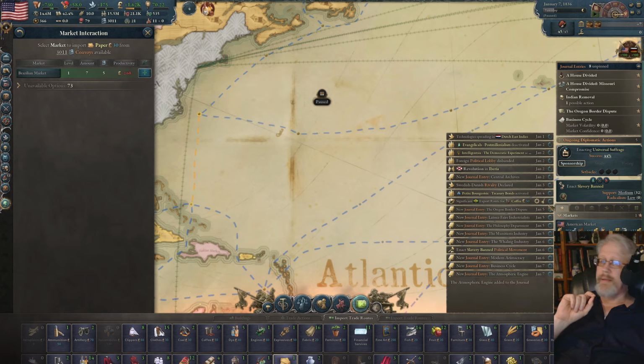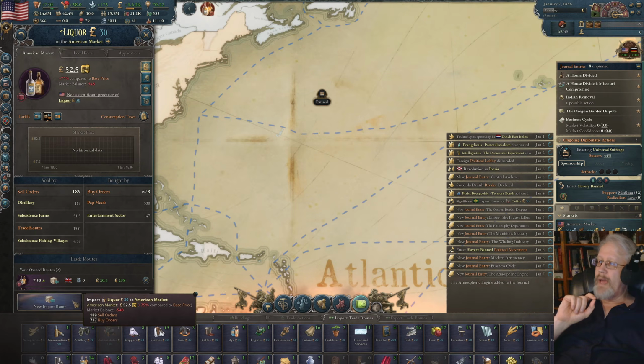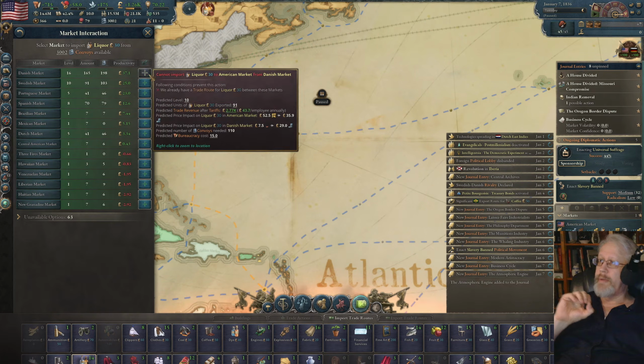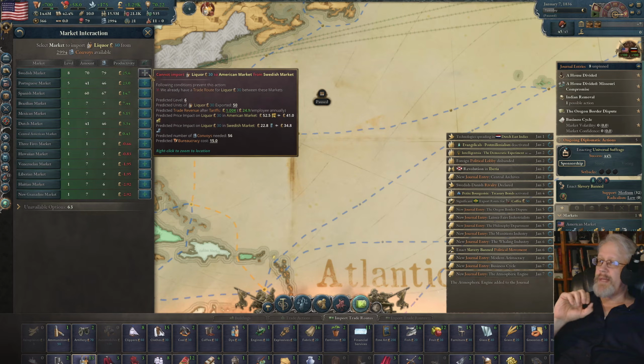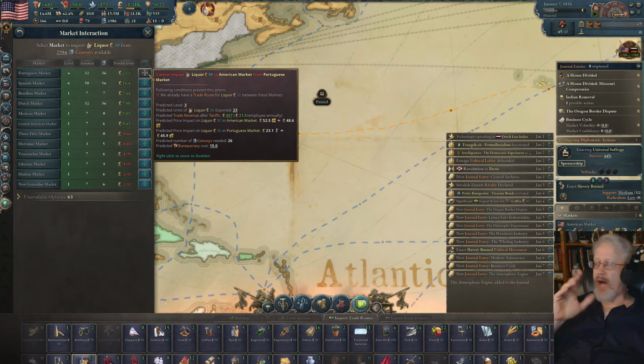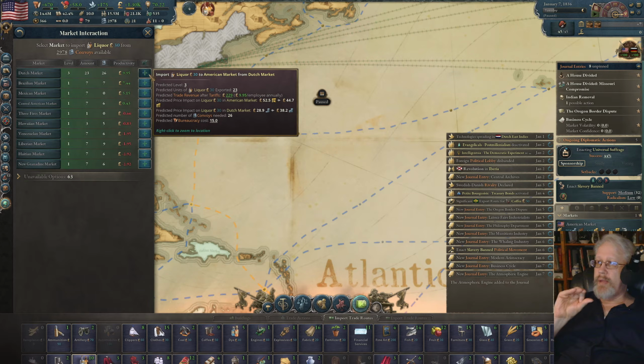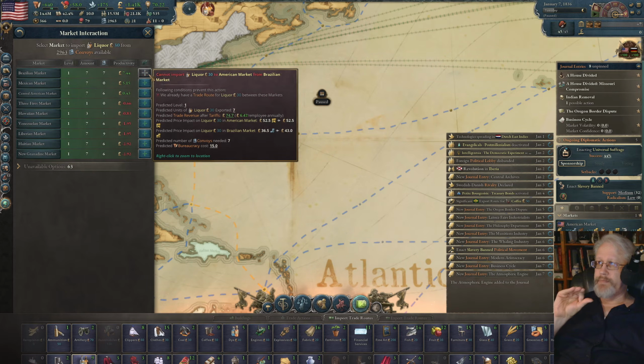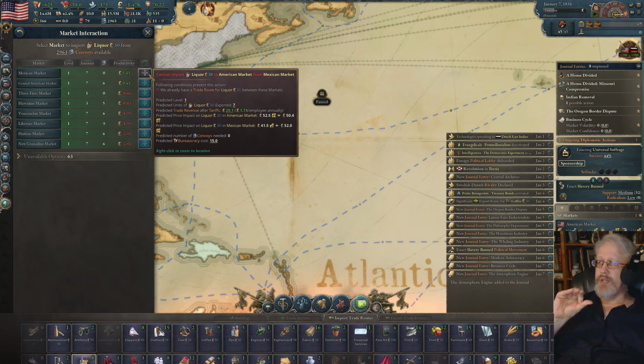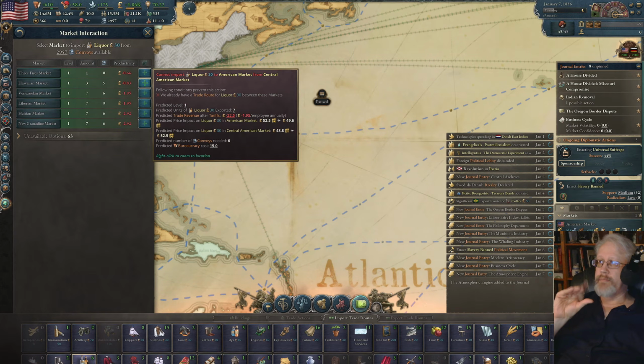Oops, darn it. I didn't want to get the Spanish, but there they are. And I'll come back and pick up some more liquor here. Let's get it from the Danes, the Swedes. We'll just pick it off of them, just so we can get rid of that shortage situation. There we go. Got rid of that.